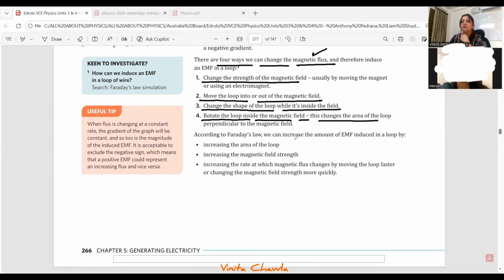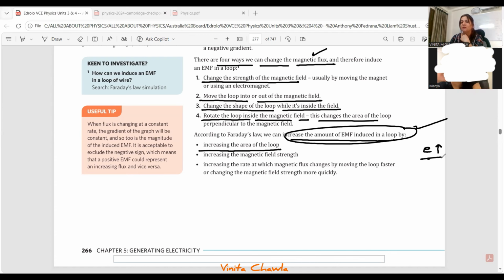And how do we increase the amount of EMF induced? So we can increase the EMF induced in the loop by increasing the area of the loop. How will you increase the induced EMF in the loop? We can increase the area of the loop. We can increase the magnetic field strength in which the loop is placed. Or we can increase the rate at which the magnetic flux changes by moving the loop faster or changing the magnetic field strength more quickly.